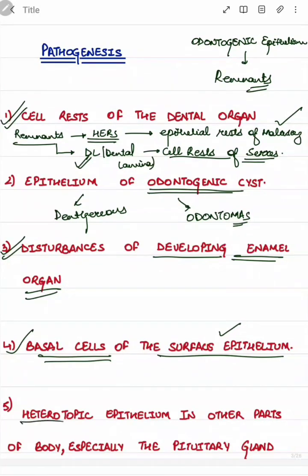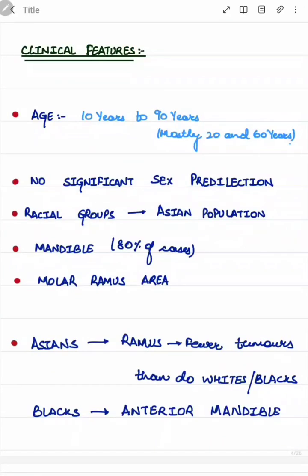Now the heterotopic epithelium, the epithelium which is present at an abnormal place. So this heterotopic epithelium in other parts of the body, especially the pituitary gland, can also give rise to ameloblastoma. This is a special entity which is known as pituitary ameloblastoma. We will discuss it later on.